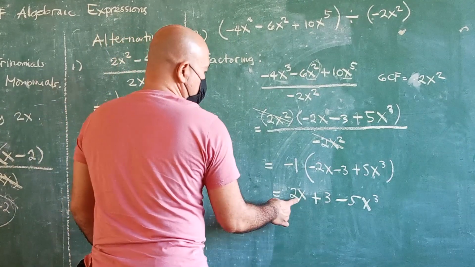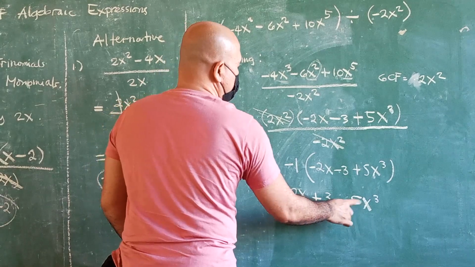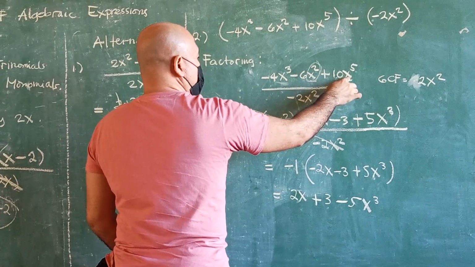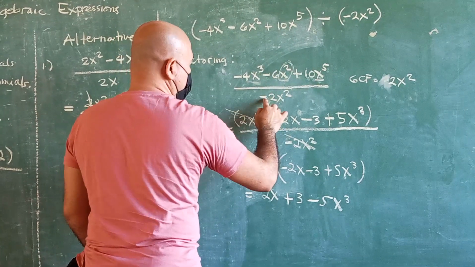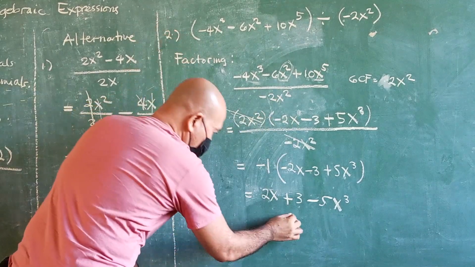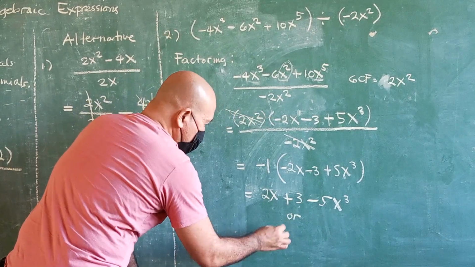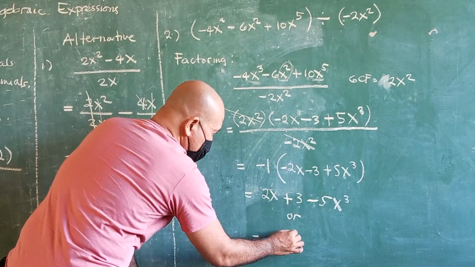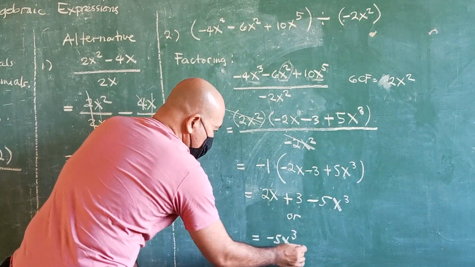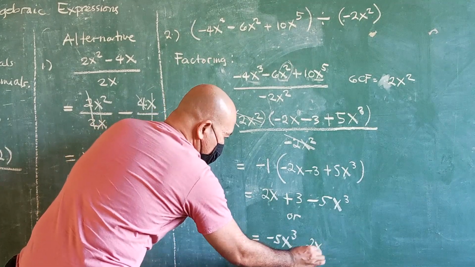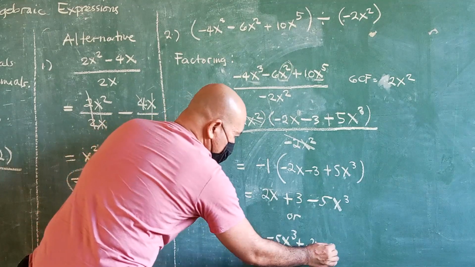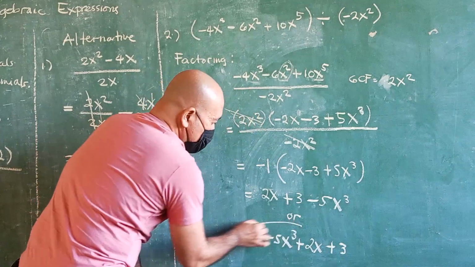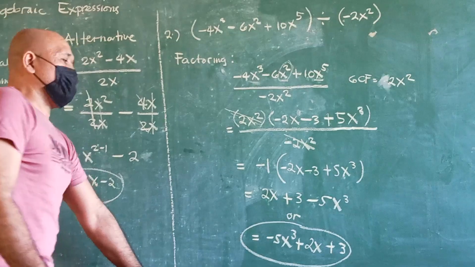So therefore your answer is 2x plus 3 minus 5x when you divide negative 4x cubed minus 6x squared plus 10x raised to the power of 5 by negative 2x squared. Or you may rearrange the result beginning with the negative 5x, it becomes negative because it is minus here, and then followed by positive 2x, so 2x becomes plus because it is positive, and the last one will be the constant without variable here.